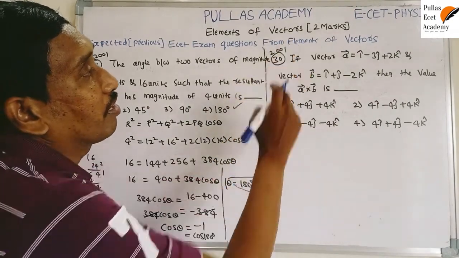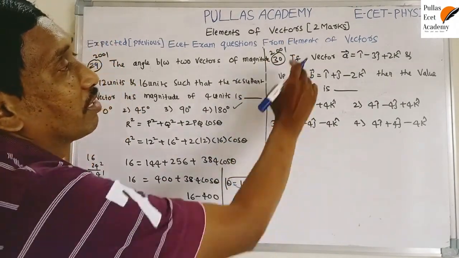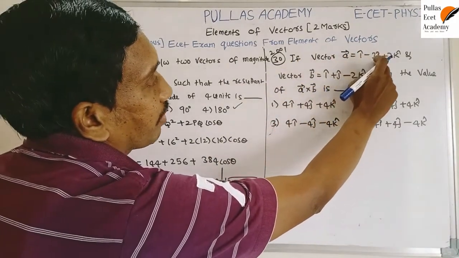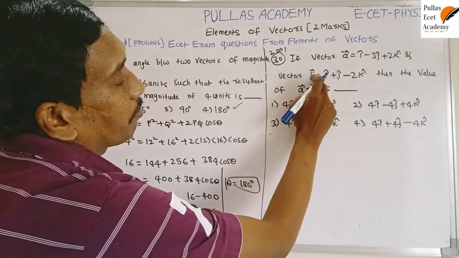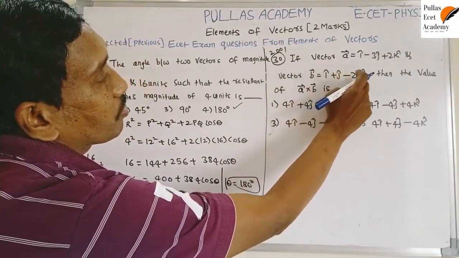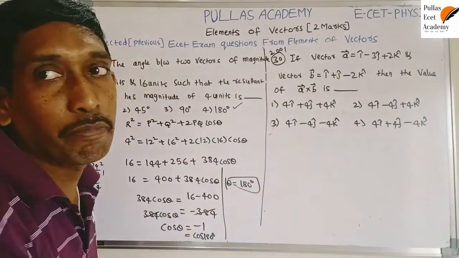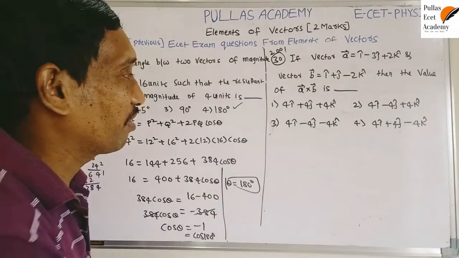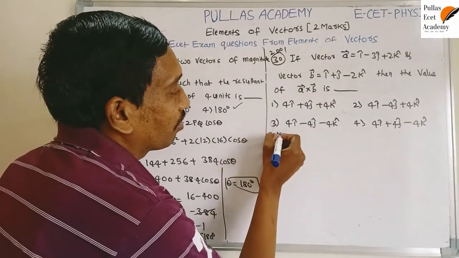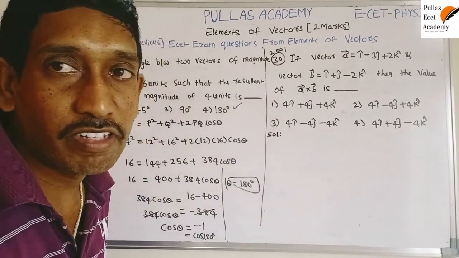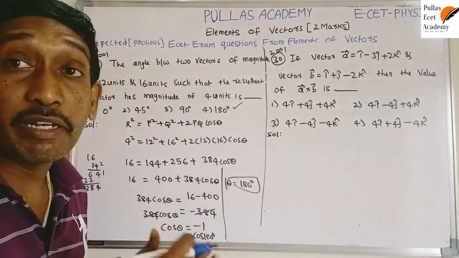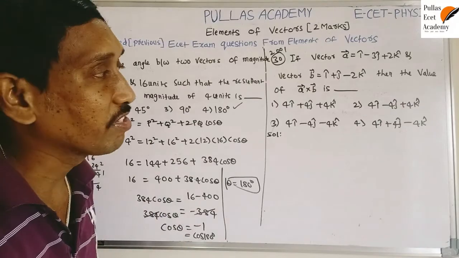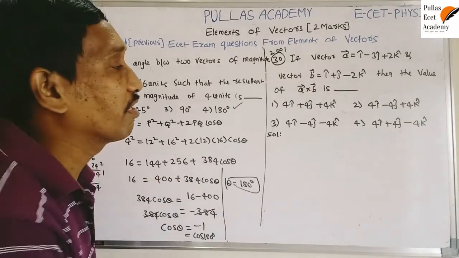Next, the last question here. This question was repeated in the 2001 ECET paper. The question is: if vector a bar is i cap minus 3j cap plus 2k cap and vector b bar is i cap plus j cap minus 2k cap, then the value of a bar cross b bar is asked. Again it is asking on the vector product. These are the most important models. You have to concentrate on this model because many times different questions are asked on vector product. We have already solved all these problems, so you have to concentrate here.